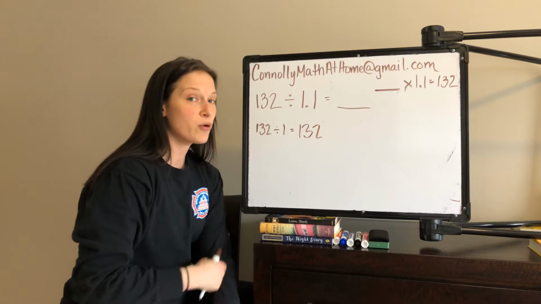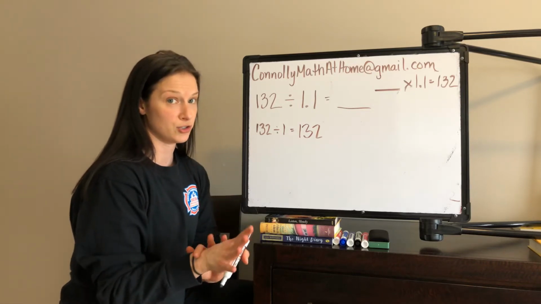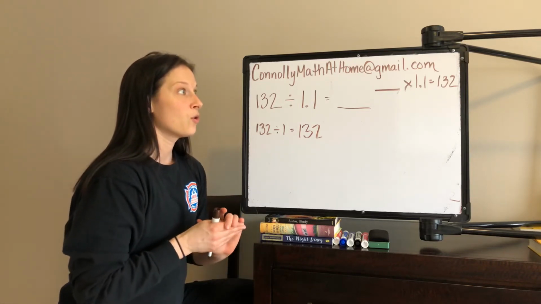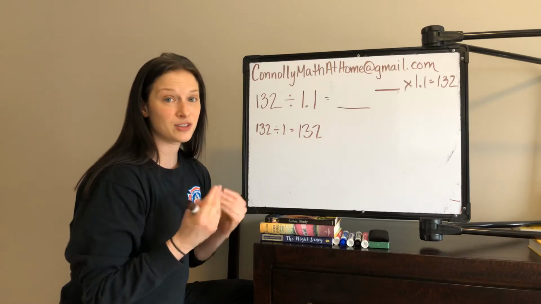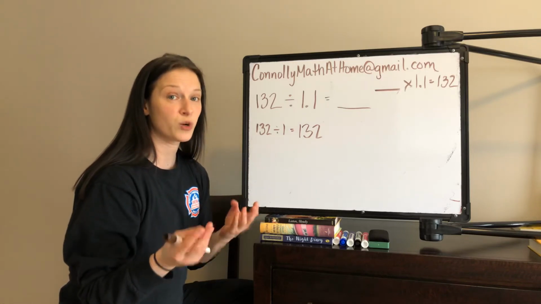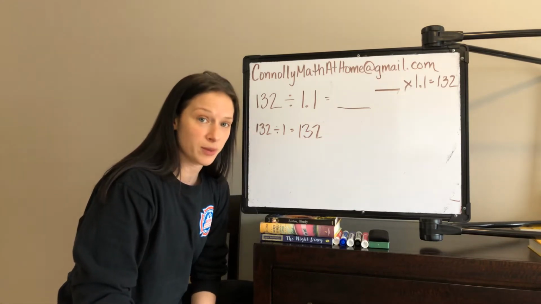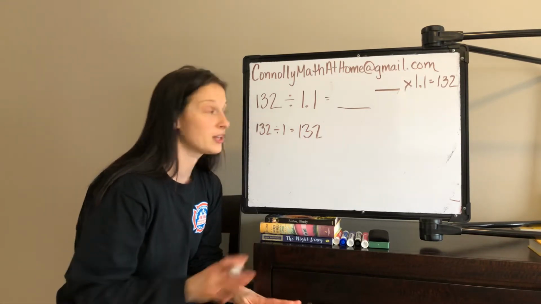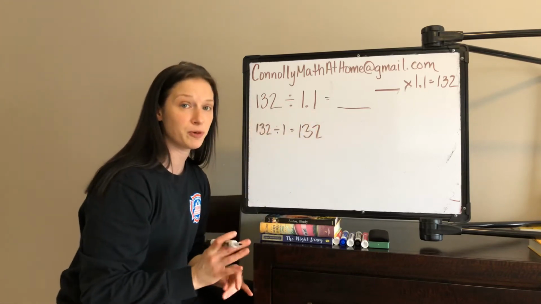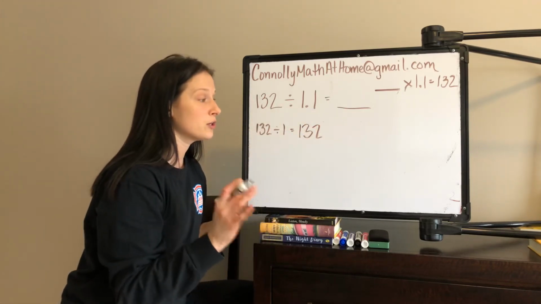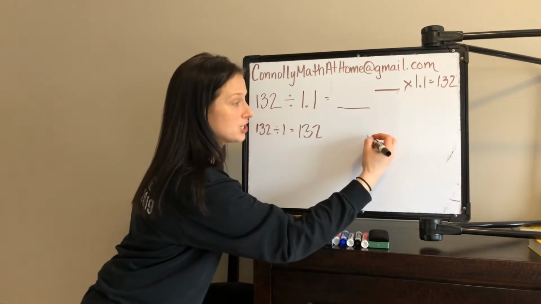I know my quotient is going to be somewhere around 132. So what do we do when we're trying to figure this out? We're going to do just what we did last time, where we thought about our divisor as a whole number. We're going to think about both the dividend and the divisor as a whole number when we're dividing with decimals. You can use any division strategy that you want.